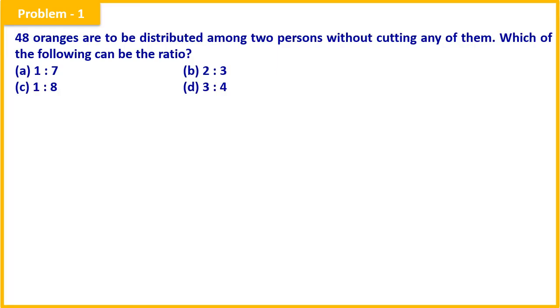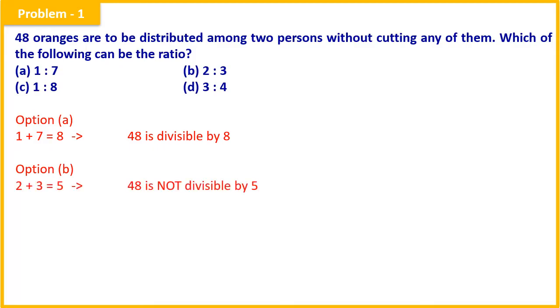If we go with the first option, option A, the ratio is 1 is to 7, means total number of parts are 1 plus 7, that is equal to 8. So 48 oranges can be divided into 8 parts. So option A can be a correct answer. If we go with the remaining options, like option B, 2 is to 3, it means there will be 5 parts and 48 is not divisible by 5.